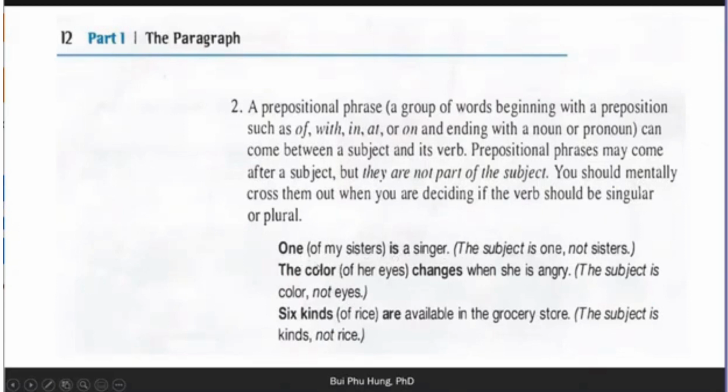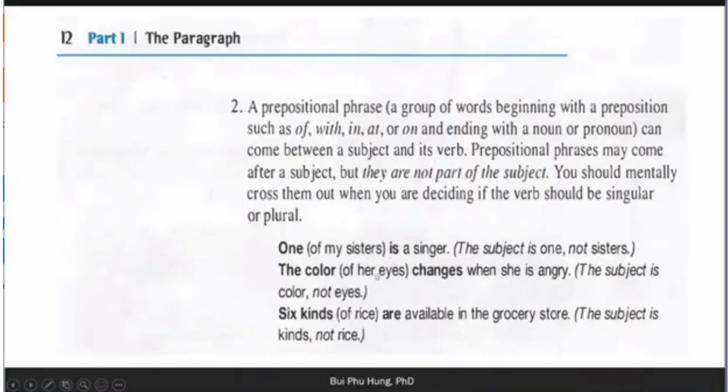We see a prepositional phrase sitting between the subject, the word one, and the verb, the word is. And we can cross this phrase out, it does not change the structure. So one is singular, so is is singular. So the subject is one, not sisters. One of my sisters, so one is singular and is is also singular.